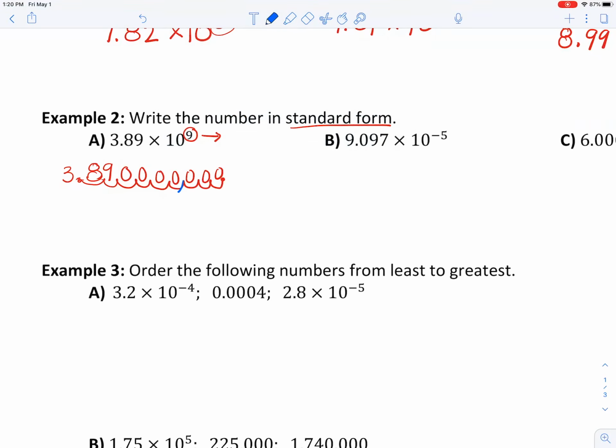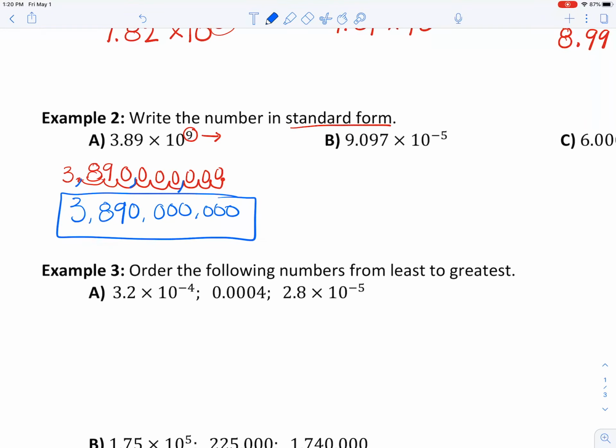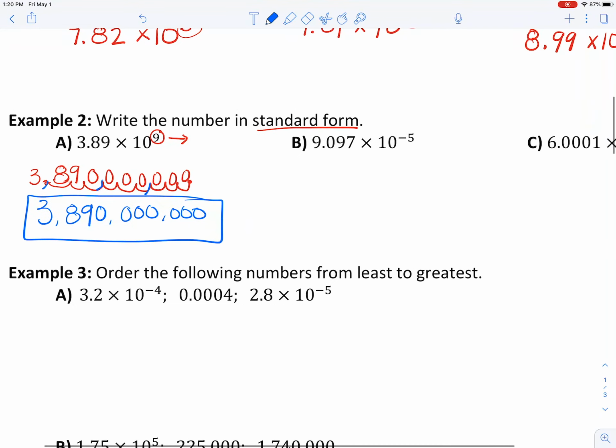So, if I want to write this more neatly, looks like we have 3 zeros. Here's another 3 zeros. I'm putting in commas here after every 3 numbers. Okay, so that would be how I would write it.